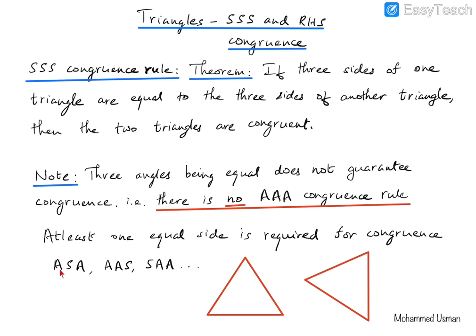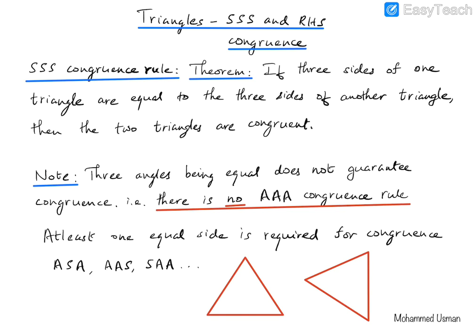So like this here, we have two angles and one side, two angles and one side. Or we can have one angle and two sides, or we can have all three sides, but at least one side must be equal to guarantee congruence. Otherwise, it is not congruent. Even if two triangles have all three angles equal, we cannot guarantee that the two triangles will be congruent. So this is our first rule, which is the SSS congruence rule.